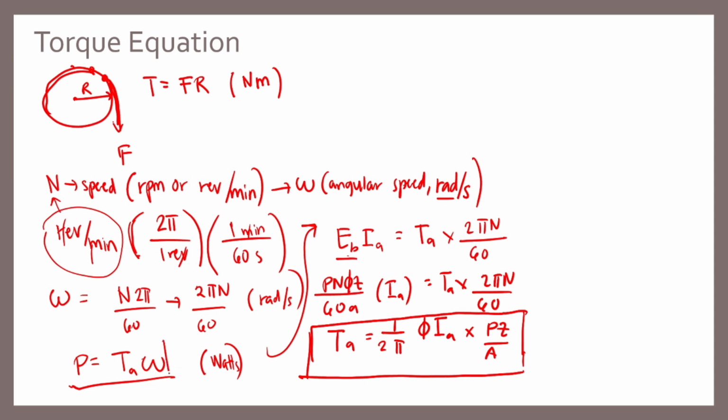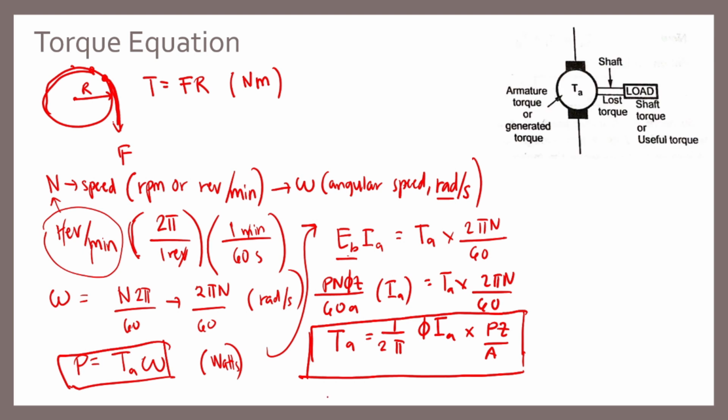So you can use this formula or the second formula. It depends on the problem. Next, there are types of torque in the motor. So we have armature torque or the generated torque, TA. That is the torque generated in the armature. Then we have also lost torque and the shaft torque or the useful torque.